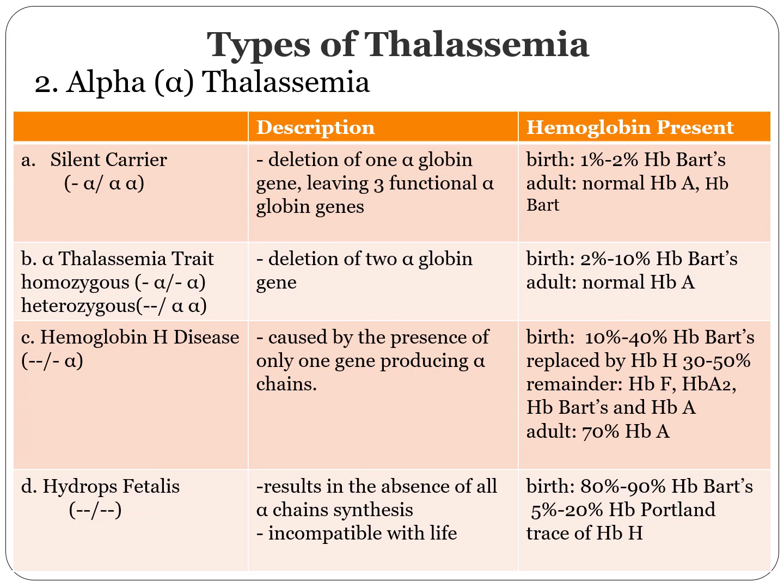Hemoglobin H will give you a mild to moderate anemia. This is caused by the presence of only 1 gene. Isa na lang po ang natitira dito sa ating hemoglobin H.